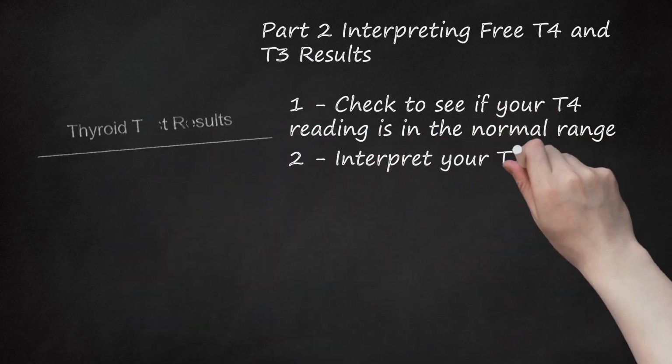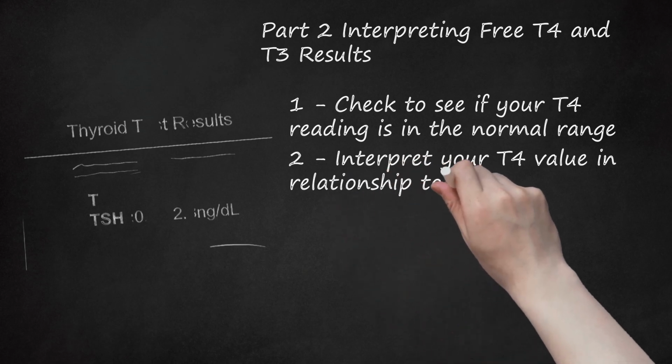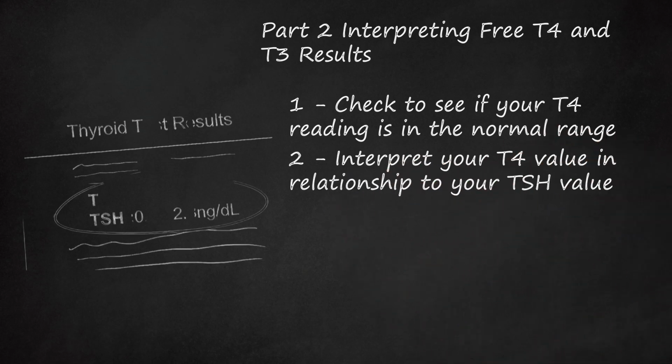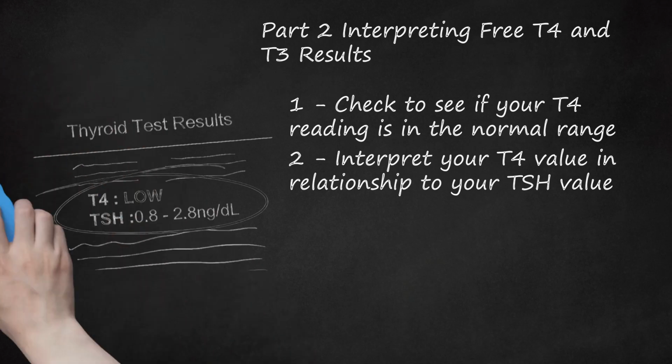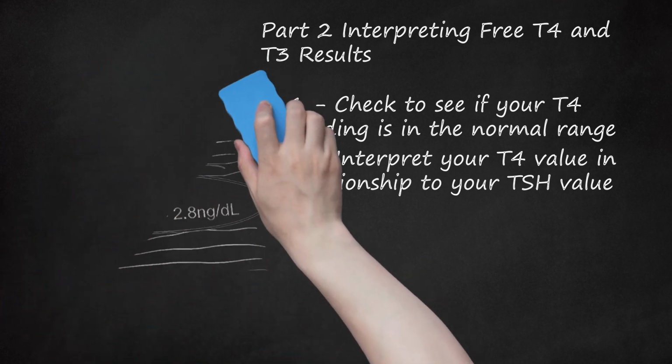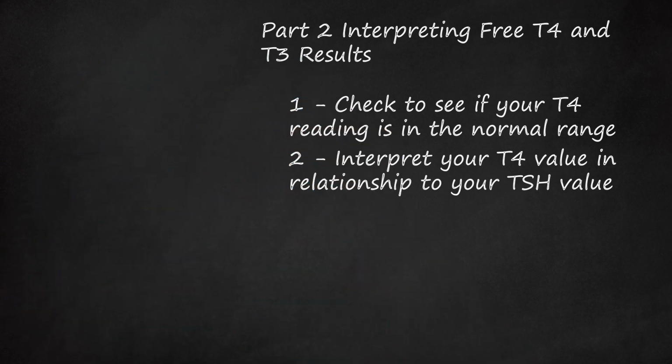2. Interpret your T4 value in relationship to your TSH value. If your TSH value is abnormally high, indicative of possible hypothyroidism, a low T4 would support the diagnosis of hypothyroidism. On the other hand, if your TSH value is abnormally low, indicative of possible hyperthyroidism, a high T4 would support the diagnosis of hyperthyroidism. As previously mentioned, the results are best interpreted in conjunction with the TSH value and under the guidance of the medical professional.